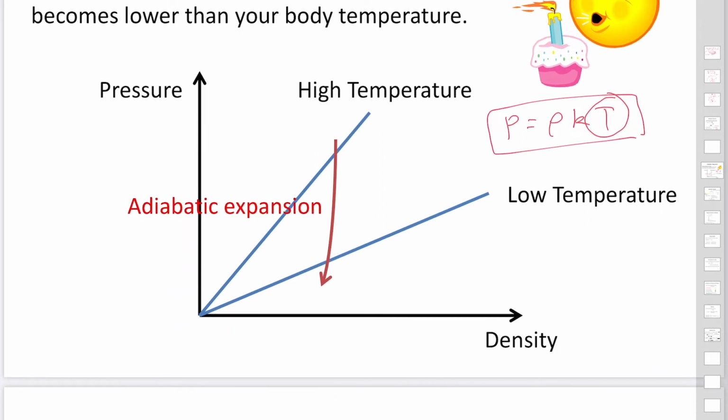In adiabatic expansion, the gas changes from a higher pressure to a lower pressure. Originally the pressure and density of the gas are here. The pressure drops from the higher pressure to the lower pressure. Then the temperature of the gas changes from a higher temperature to a lower temperature. During adiabatic expansion, the slope of the adiabatic is a higher slope.